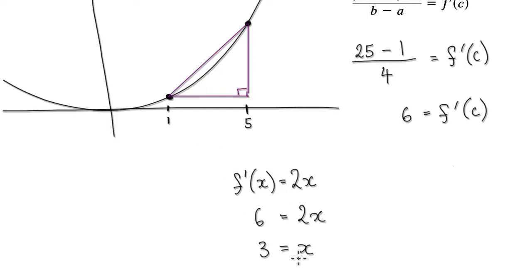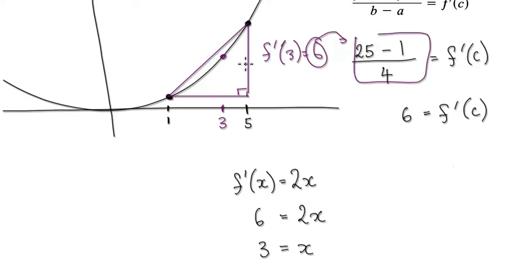So at x equals 3, you see this is our c here, which happens to be the number 3. At x equals 3, f prime of 3 is the same as our average gradient. So right here, the gradient is also 6. At 3, the gradient will also be 6.